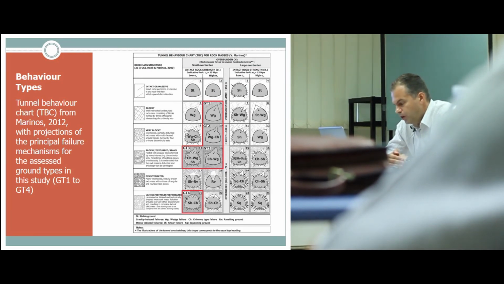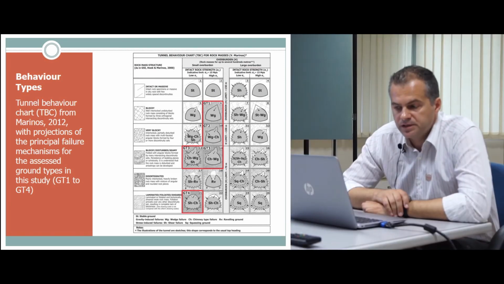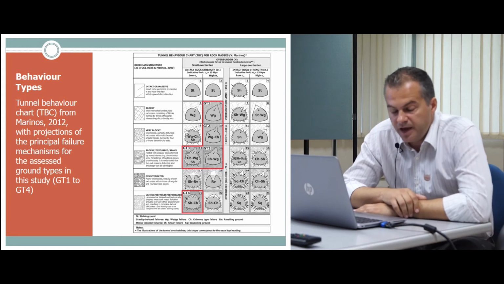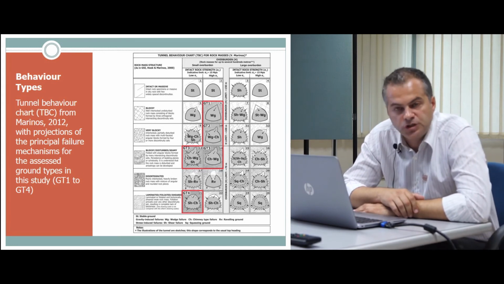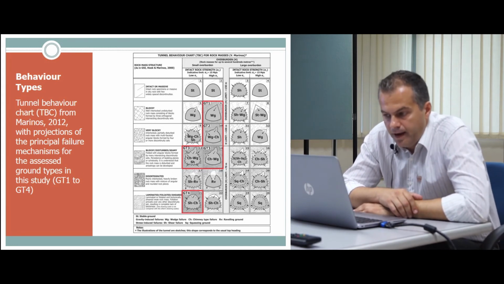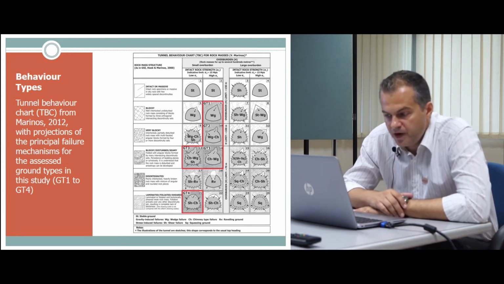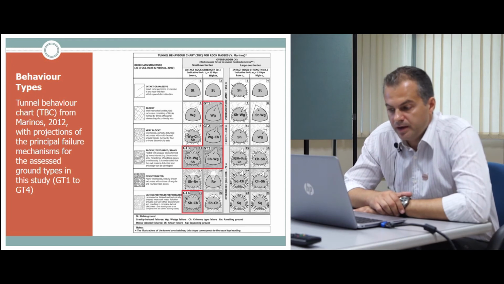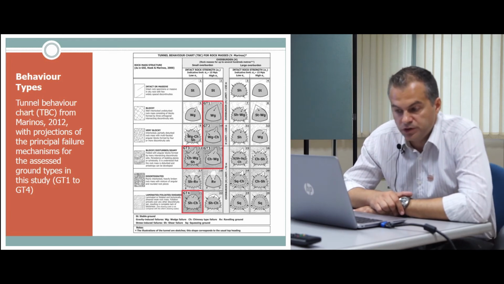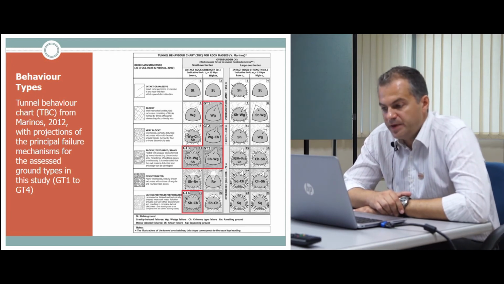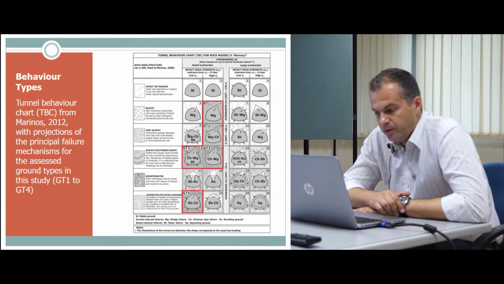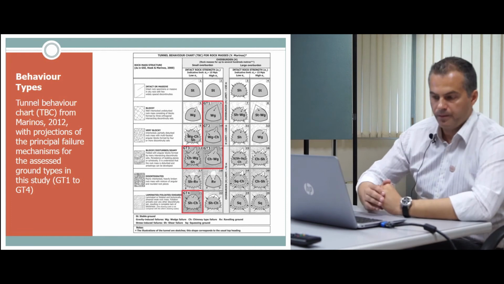Behavior type 1, we have discontinuity controlled overbreaks. This is the case for ground types 1, 2, and 3. Behavior type 2 is a crown failure or a chimney type failure. Here we have this case in ground type 4. And behavior type 3 is a shallow shear failure. We may have this in both ground types 3 and 4.